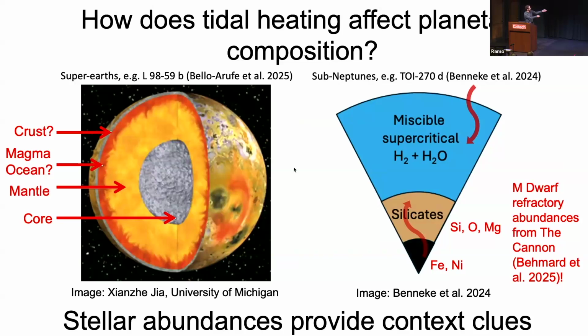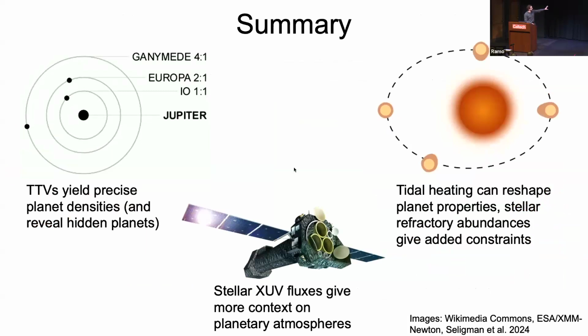And yeah, so I'll just conclude now by saying that we can use TTVs to precisely measure planet densities, and in some cases, the stellar XUV fluxes can break degeneracy in composition. And for the subset of those planets that may have tidal heating as an important property, we can use stellar refractory abundances to think about how that tidal heating may impact a given planet's internal composition. Thank you. I'll take questions now.